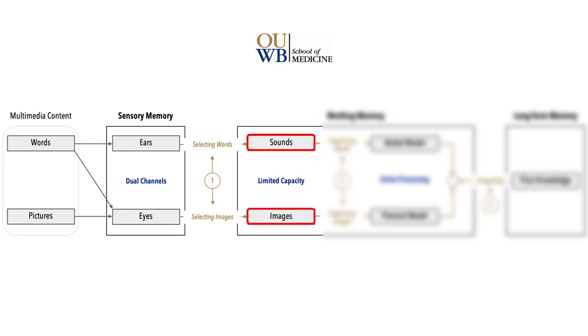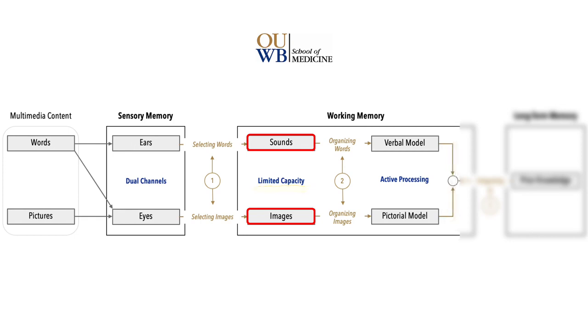Here we enter working memory, which is subject to the principle of limited capacity. Learners can only process so much new information at any given time. The information they do process must be organized into a mental representation of what is being presented, either a verbal model or a pictorial model. As learners develop such models, they have entered into active processing. That is, cognitive activity that, if sustained, will result in long-term knowledge via the process of encoding.